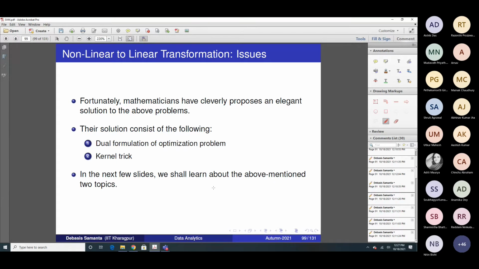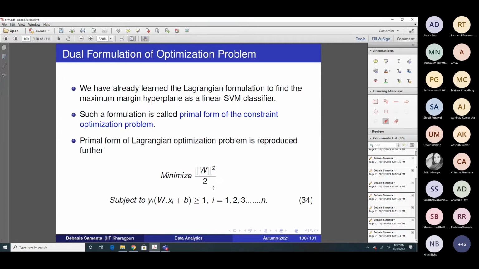And that is actually where the kernel trick is used. Now in the coming 30 minutes or so, we are going to learn two important concepts, the dual formulation and kernel tricks. These two concepts are the key to understanding nonlinear SVM. So let us first start with the dual formulation of the Lagrangian.